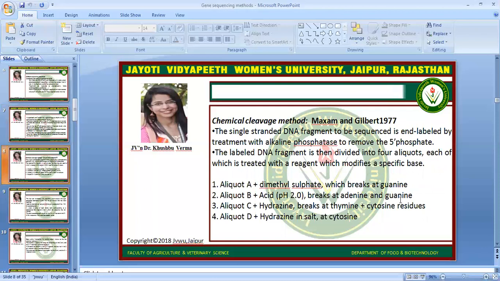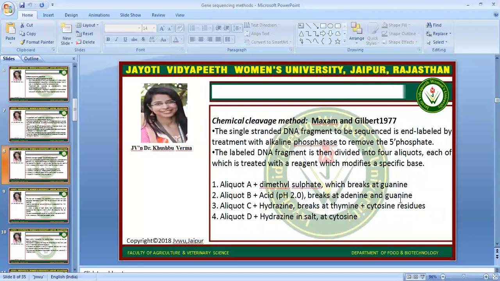Next is the chemical cleavage method. It was given by Maxam and Gilbert in 1977. In this process, the single-stranded DNA fragment to be sequenced is end-labeled by treatment with alkaline phosphatase to remove the 5' phosphate. The labeled DNA fragment is then divided into 4 aliquots, each of which is treated with a reagent which modifies a specific base.